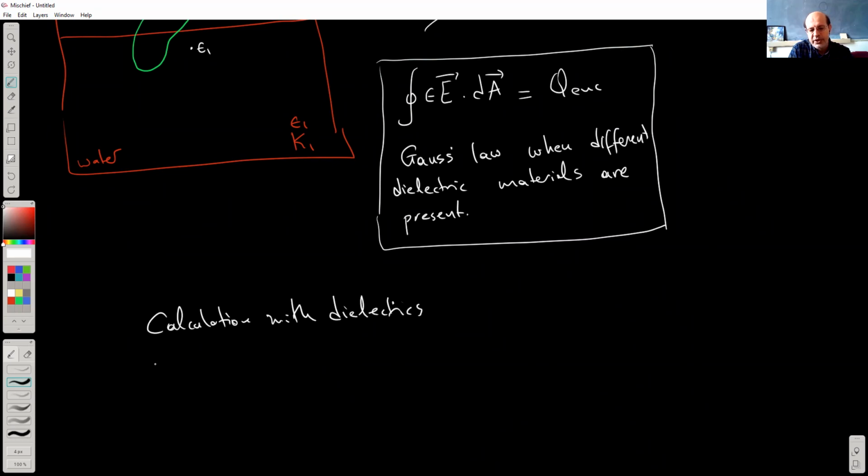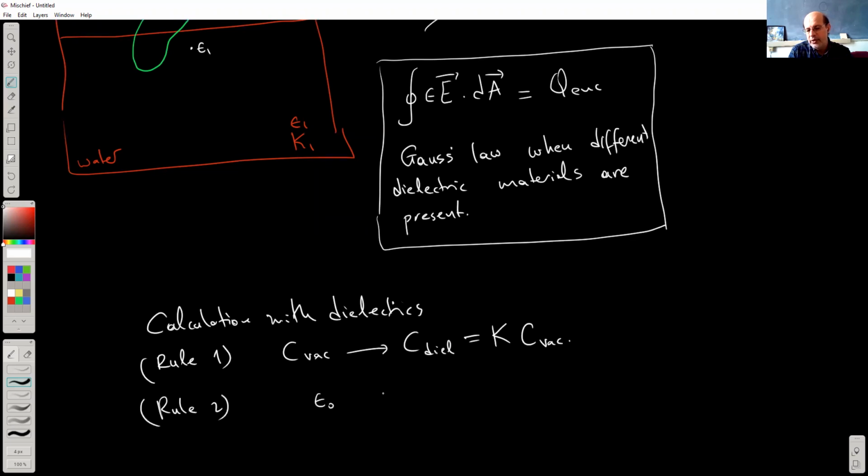I can give you these two rules. Rule number one says that if I fill all the space inside the capacitor with a dielectric, then the capacitance value increases by that dielectric constant. That's the first rule. The second rule tells you that you have to replace every permittivity of vacuum with the permittivity of the dielectric material. Then you will be able to handle all of the problems with dielectrics. I'm going to solve a number of problems involving these and involving capacitor circuits. There will be lots of problems.